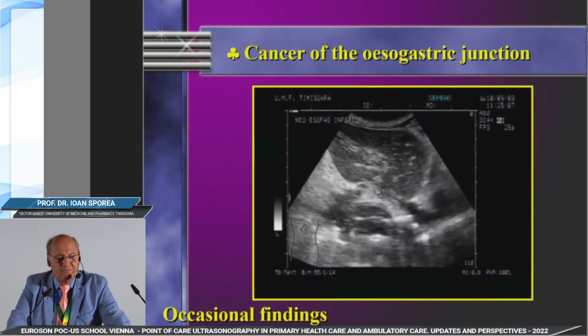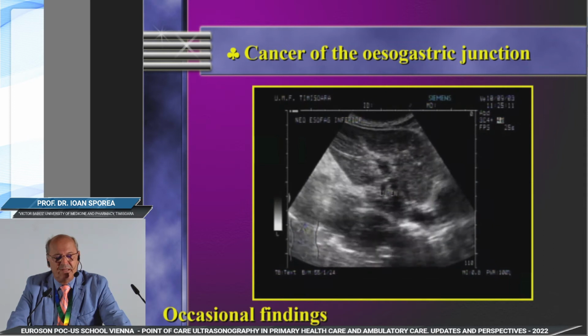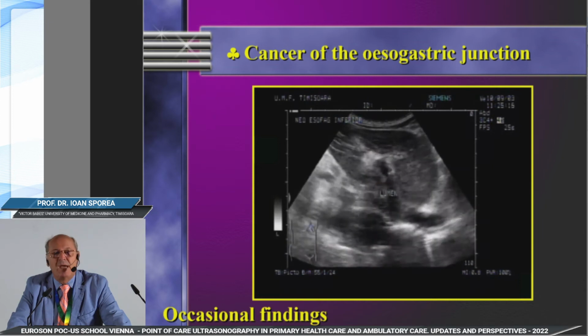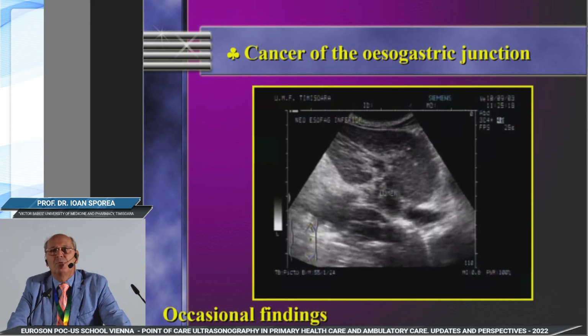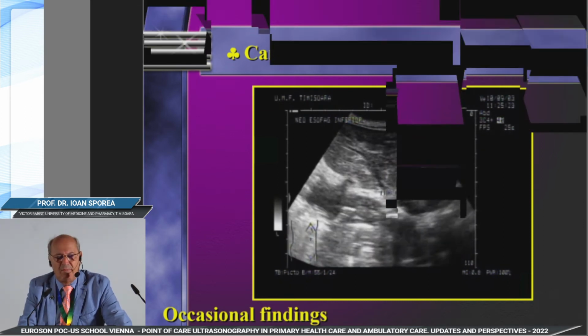Some occasional findings, like here, the patient with dysphagia, we look here and we find a mass here that contains air inside and is a high suspicion of cancer of the esophageal junction. We send for endoscopy and it will be a confirmation of our diagnosis.